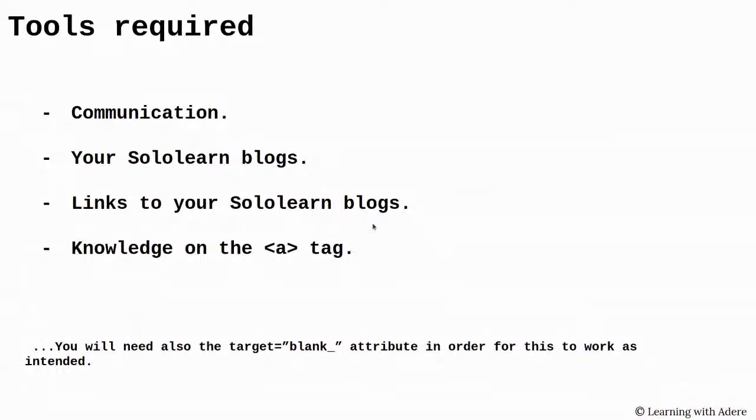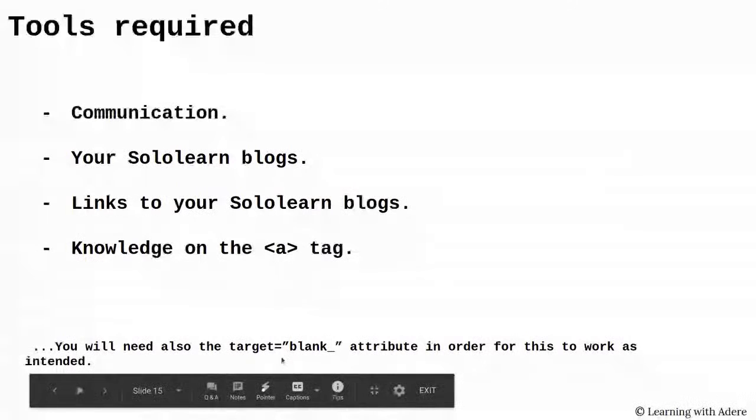You will be able to just use any SoloLearn code you have ready to share. And yeah, you need the links to your SoloLearn blog. So it doesn't have to be your blog exactly. Maybe it can just be a project you have on SoloLearn, but you need the link for it. We're also going to need the target blank attribute. And once again, I'm going to need all hands on deck.